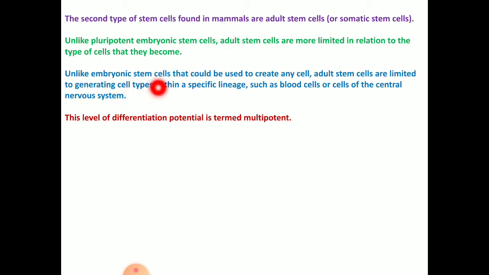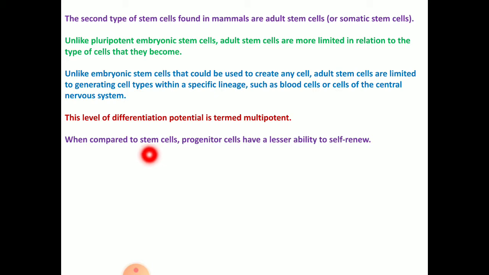Unlike embryonic stem cells that could be used to create any cell, adult stem cells are limited in generating the cell types within a specific lineage, such as blood cells or the cells of the central nervous system. This level of differentiation is termed multipotent. Remember students, whereas the embryonic stem cells are pluripotent, the adult stem cells are multipotent.